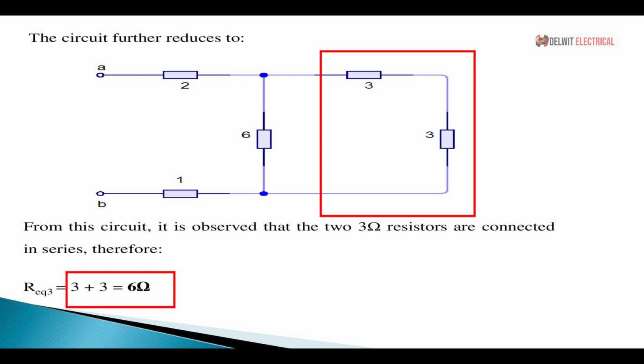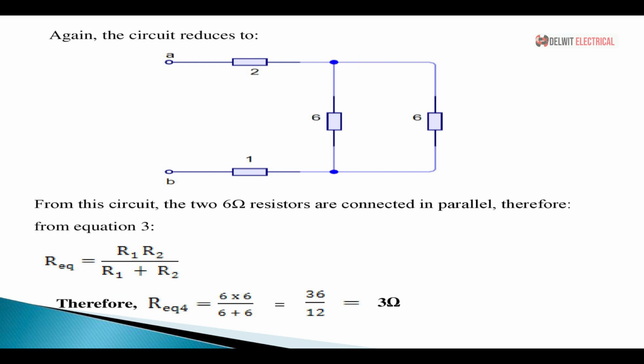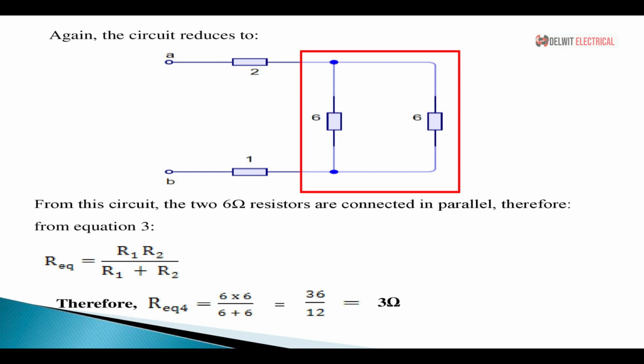Now, if we further reduce this circuit to figure 4, it shows that this 6 ohms is in parallel with our calculated R equivalent, 6 ohms. Like I said, to calculate our R equivalent for these two, it will be 6 times 6 all over 6 plus 6. If you divide it, we have 3 ohms. So 3 ohms is the equivalent resistance for these two, 6 and 6. So the circuit further reduces to figure 5.